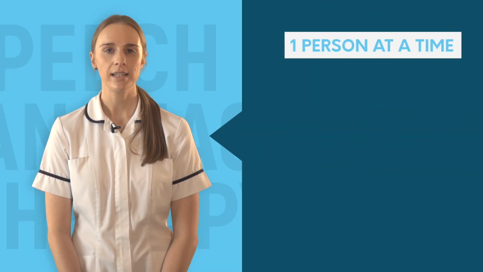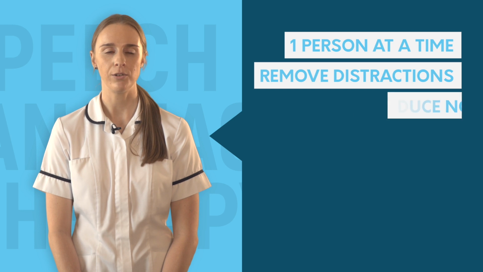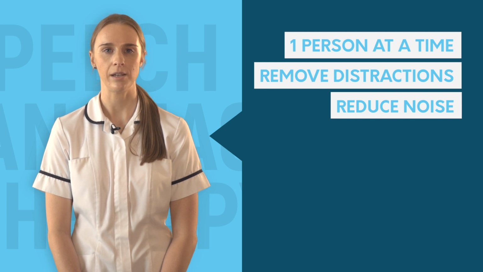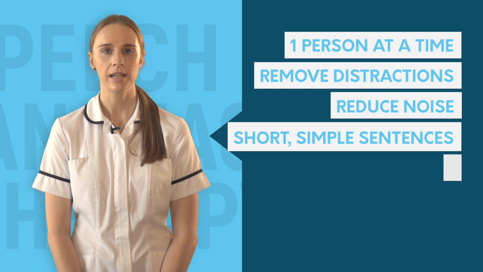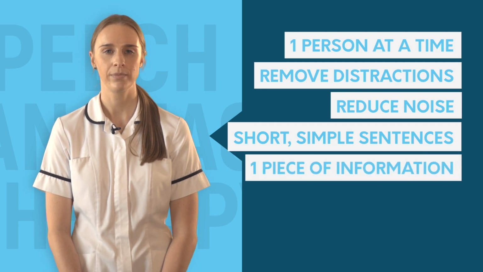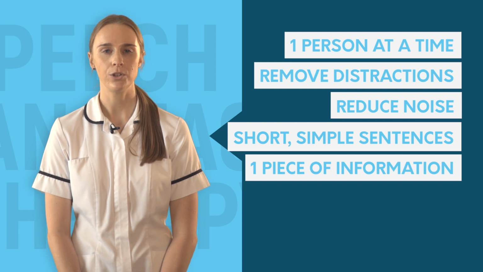If someone has difficulty understanding, you should try to keep things simple by limiting conversations to just one person at a time. You should also remove distractions and reduce background noise. This will help the person you are communicating with to concentrate on you and what you are saying. You may also need to use short, simple sentences and make sure that you only give one piece of information at a time. You should keep your questions simple too.